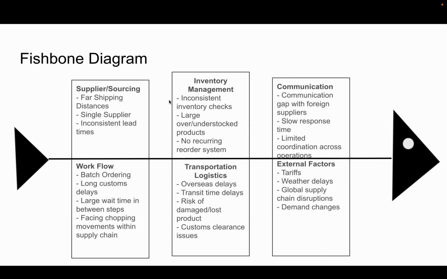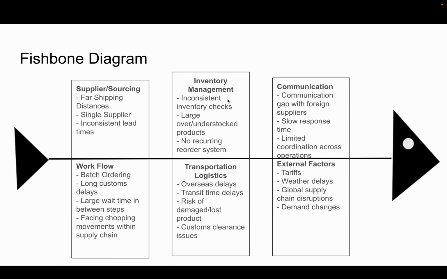So looking at the fishbone diagram, I think this is a pretty important diagram, starting obviously from supplier and sourcing. There's far shipping distances, single supplier, inconsistent lead times just because you are shipping from overseas. Then you look at the workflow. After the supplier, all the product gets past the supplier. The batch ordering, the long customs delays, large wait time in between each step, shipping, customs, ordering, etc. And then choppy movements within a supply chain, basically just things not moving as efficiently as possible.